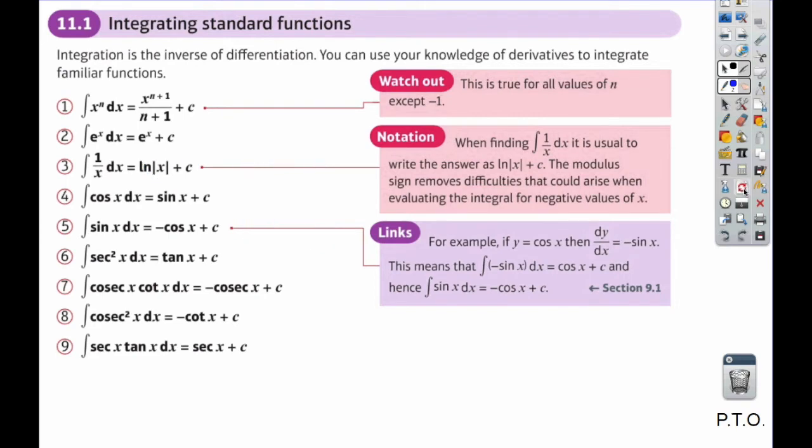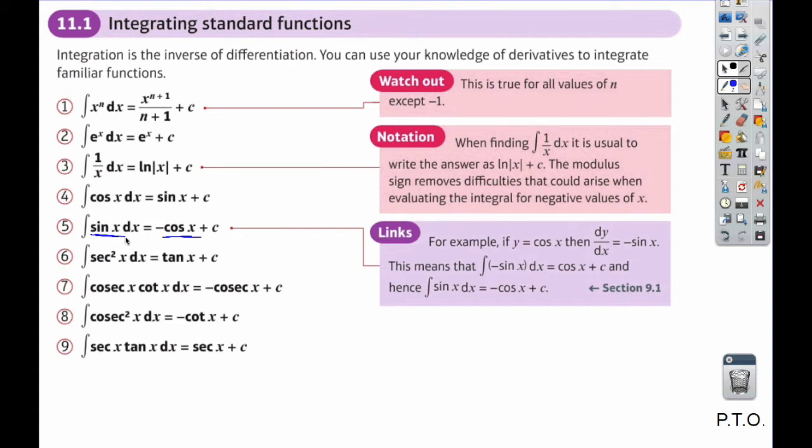Number 4. Well, when you differentiate sine x, you get cosine x. So the reverse applies when you integrate cos x. You get sine x. Number 5, when you differentiate cos x, you get negative sine x. So the reverse here is when you integrate sine x, you'll get negative cosine x.